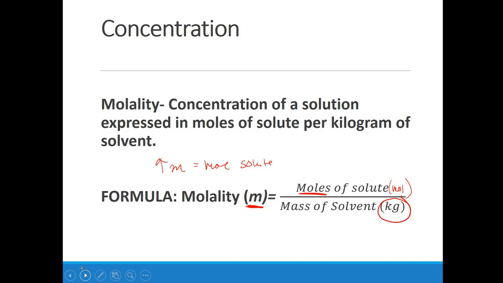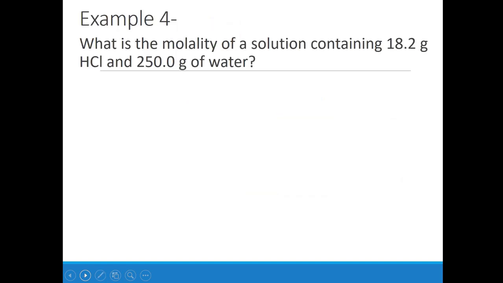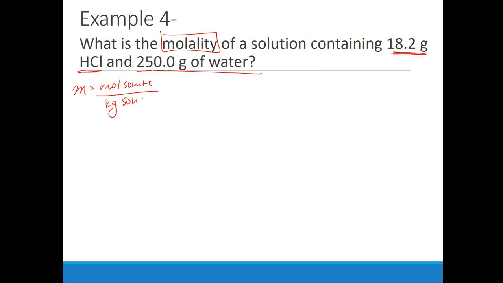Okay, so again, it's the exact same thing, just telling us the ratio of solute to solvent. So we'll try 2 examples together, and I'll have you guys try one on your own. All right, so it's asking what is the molality of a solution that contains 18.2 grams of HCl and 250 grams of water. So it's a little tricky because it's asking for molality, and molality is moles of solute over kilograms solvent. So we need to figure out which one's the solute and which one's the solvent.